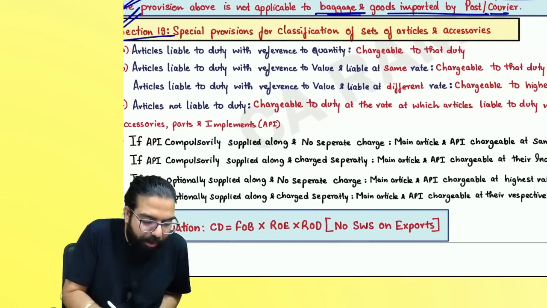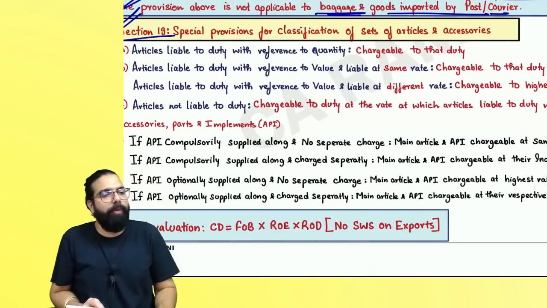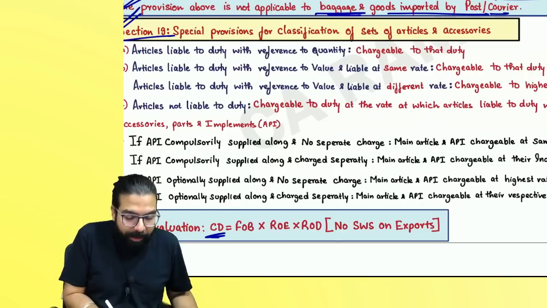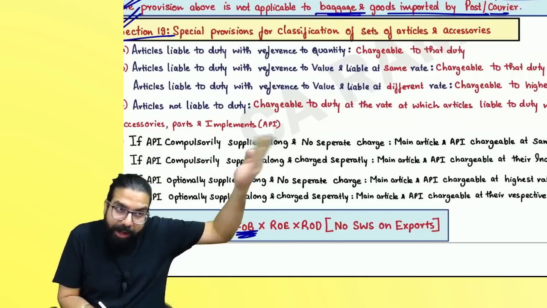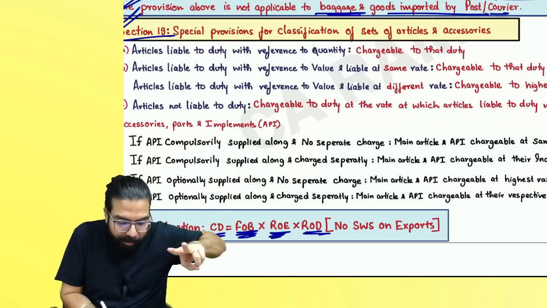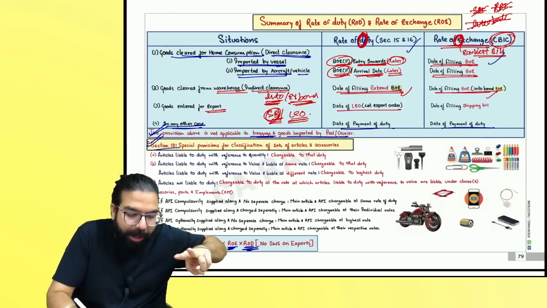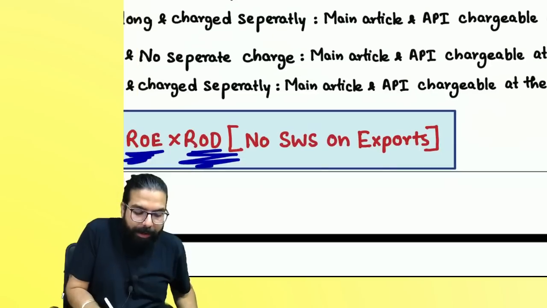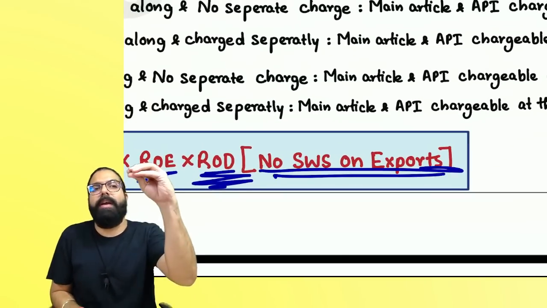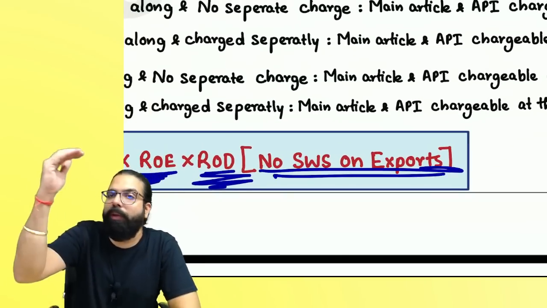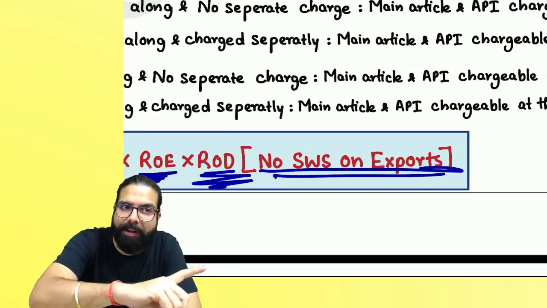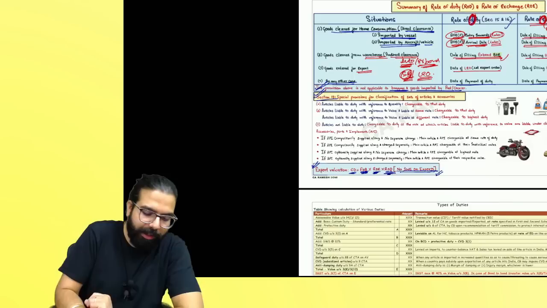Section number 19, before I go ahead and tell you, I want to tell you about the export valuation. Export valuation, always remember, custom duty is on FOB, not the CIF. In the case of export, at the place of exportation, the value is multiplied by rate of exchange into rate of duty. Rate of exchange and rate of duty I have already told you over here. And remember, in case of imports you calculate the custom duty, and on that you calculate 10% social welfare surcharge, but in case of export never calculate social welfare surcharge.